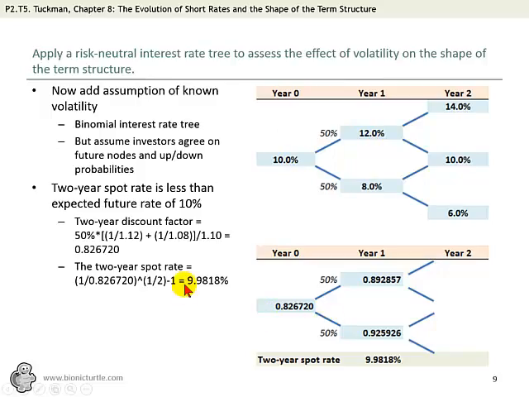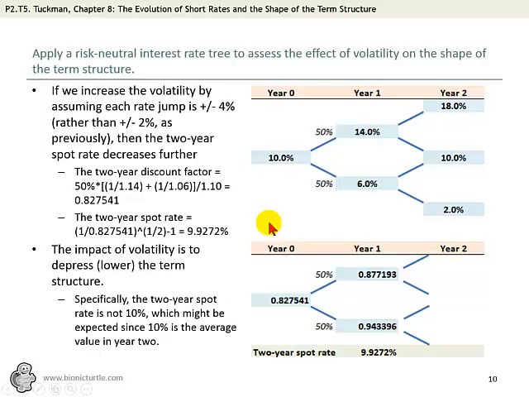And then we extract the 2-year spot rate and observe that we get a spot rate that's less than 10%. While the expected spot rate in year 1 is really the average of 12% and 8%, so you can visually see here that the expected 1-year spot rate is 10%, that does not mean that the 2-year spot rate is 10%. It's actually given by this slightly lower 9.98%.